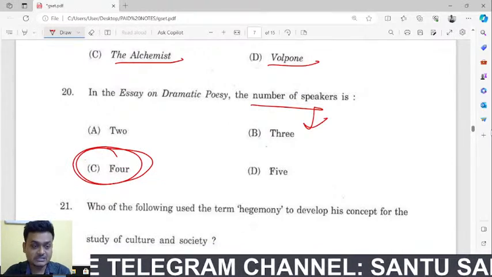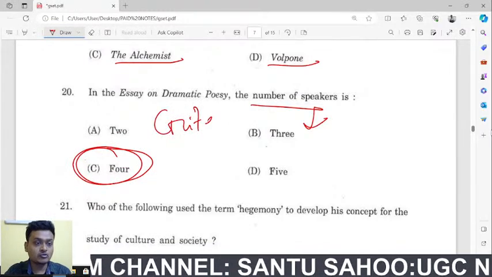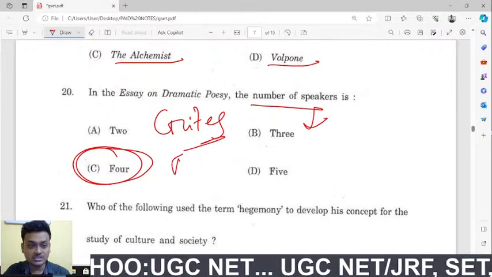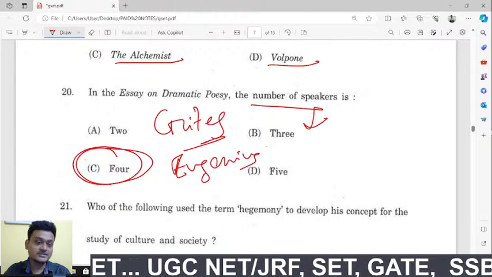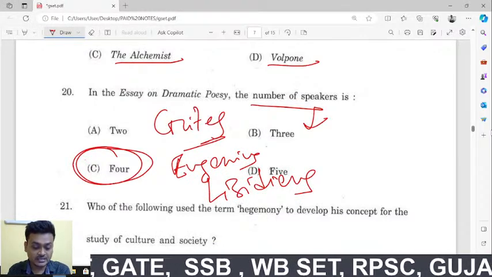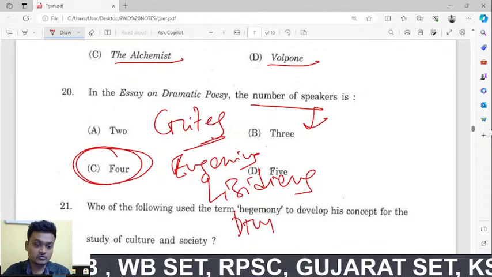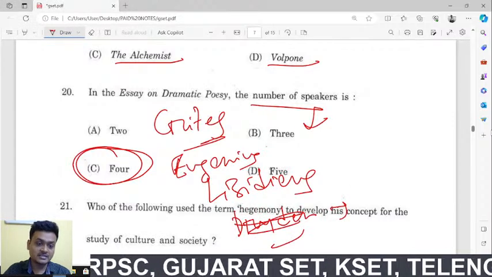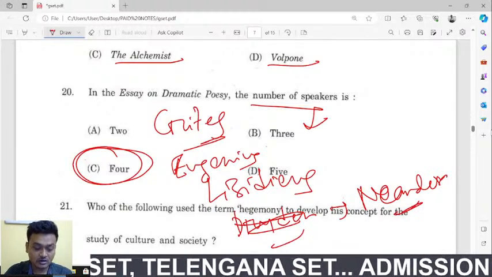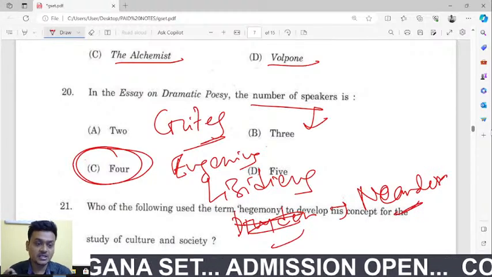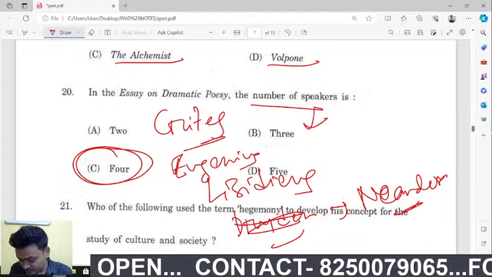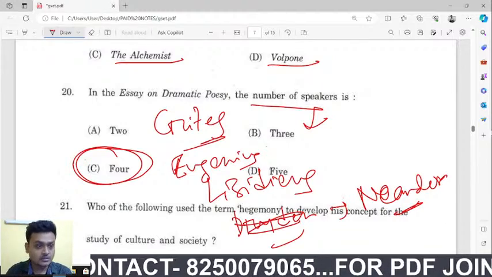The first was Crites. Crites is the one who begins the conversation. Then Eugenius, who favors the moderns, then Lisideius, and then Dryden, who is actually Neander. Neander is the mouthpiece of Dryden. Crites, Eugenius, Lisideius and Neander. Clear?